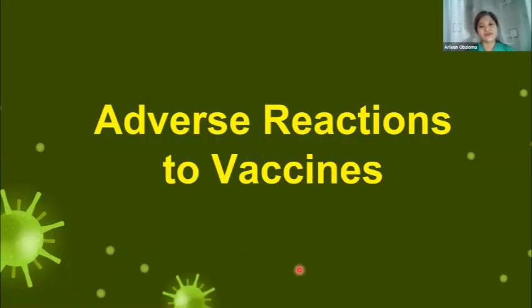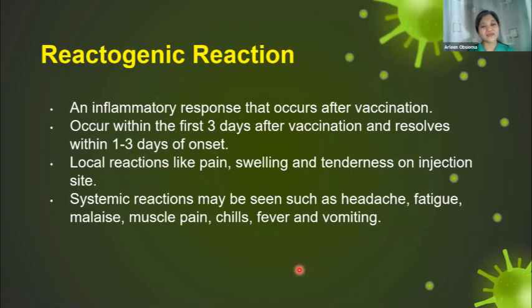So what are the adverse reactions to vaccines? We have the reactogenic reaction, which is an inflammatory response that occurs after vaccination. It occurs within the first 3 days after vaccination and resolves within 1 to 3 days after the onset of the reaction. So reactions like pain, swelling, and tenderness on injection site are noted. And patients may also manifest systemic reactions, which is an effect of the release of inflammatory mediators as a reaction of the body to an invader, which is actually the vaccine, a foreign body that's being injected into the body. So this may be seen as headache, fatigue, malaise, muscle pain, chills, fever, and vomiting.